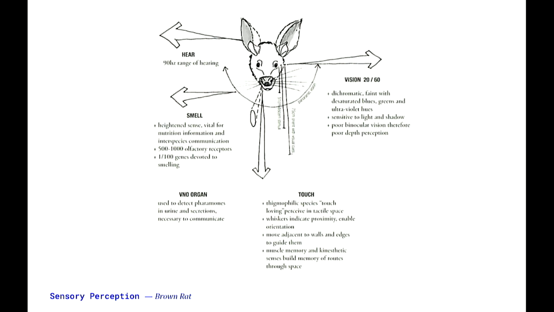I then dove into sensory perception. A rat, for example, has poor vision and high sensitivity to touch and light. They only see the world in dichromatic color, so really in a binary of two colors in the blue range. As a result, they often rely on touch to navigate the environment.